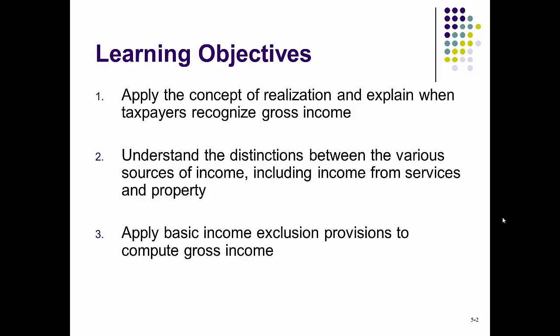The objectives of this chapter, again, pose 3 questions. Number 1, what are realization and recognition, and when do they happen? Number 2, what are the distinctions between various income sources from service and property? Number 3, how to apply basic income exclusion provisions to compute gross income.